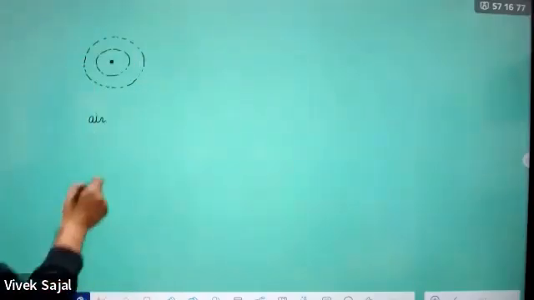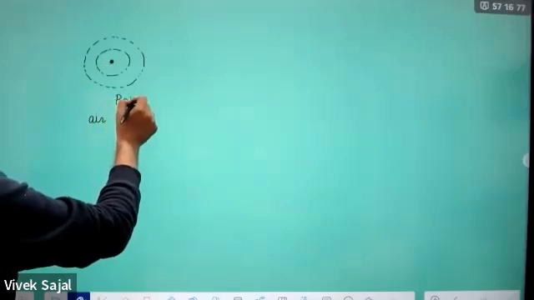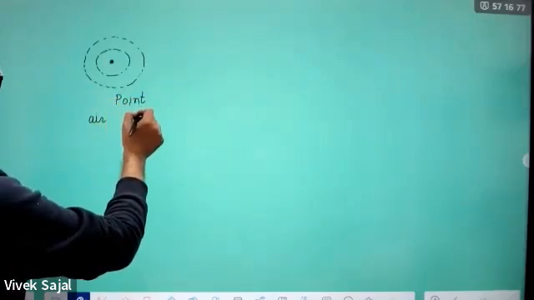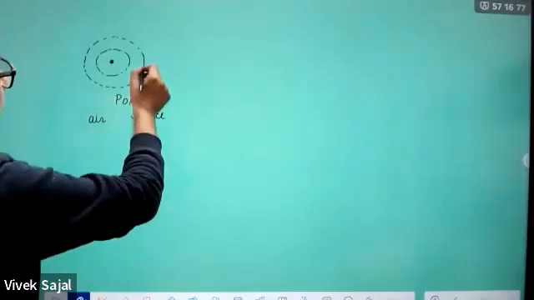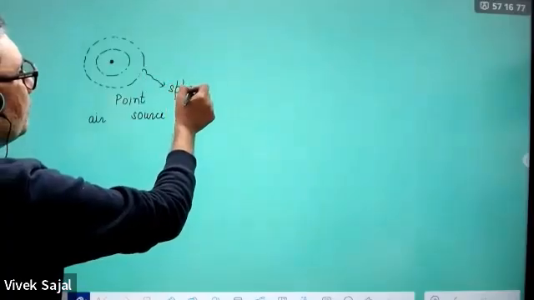So this is a point source in air, and this point source is emitting spherical wavefronts.